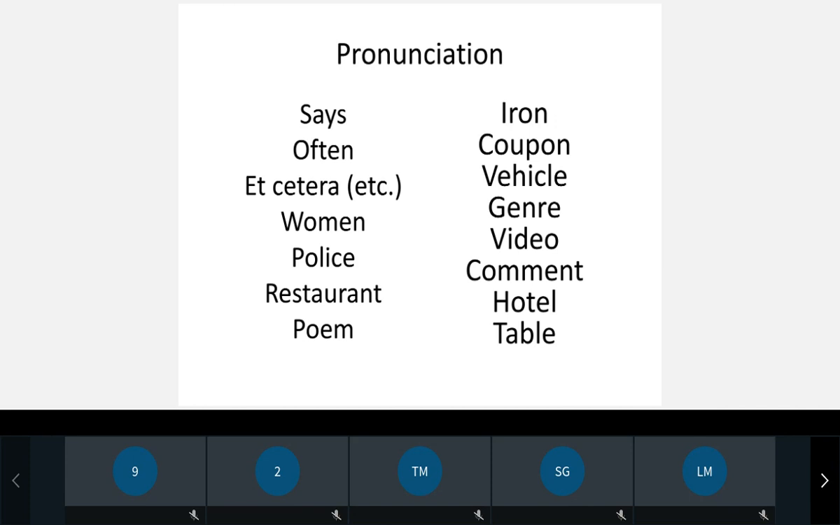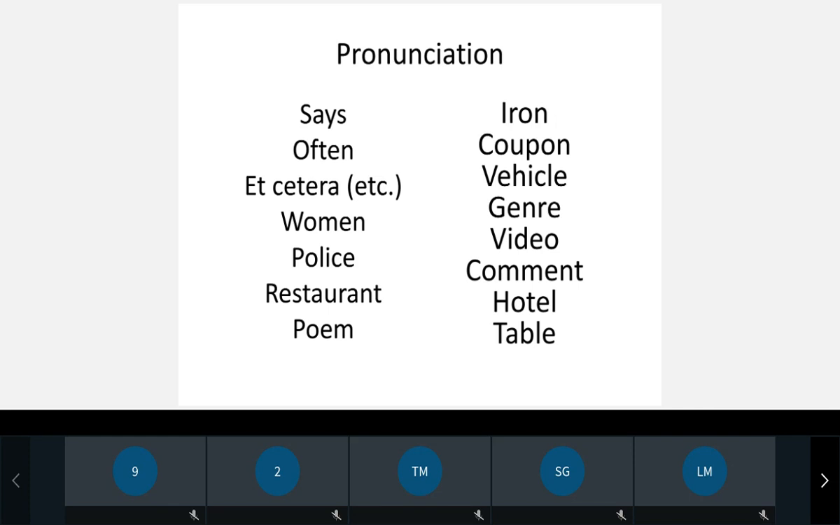This is divided into three different syllables. Vi-de-o. Video. Comment. Many a time, comment is wrongly said, wrongly pronounced. Change it. Instead of the wrong way, start saying comment from now. The next, hotel.